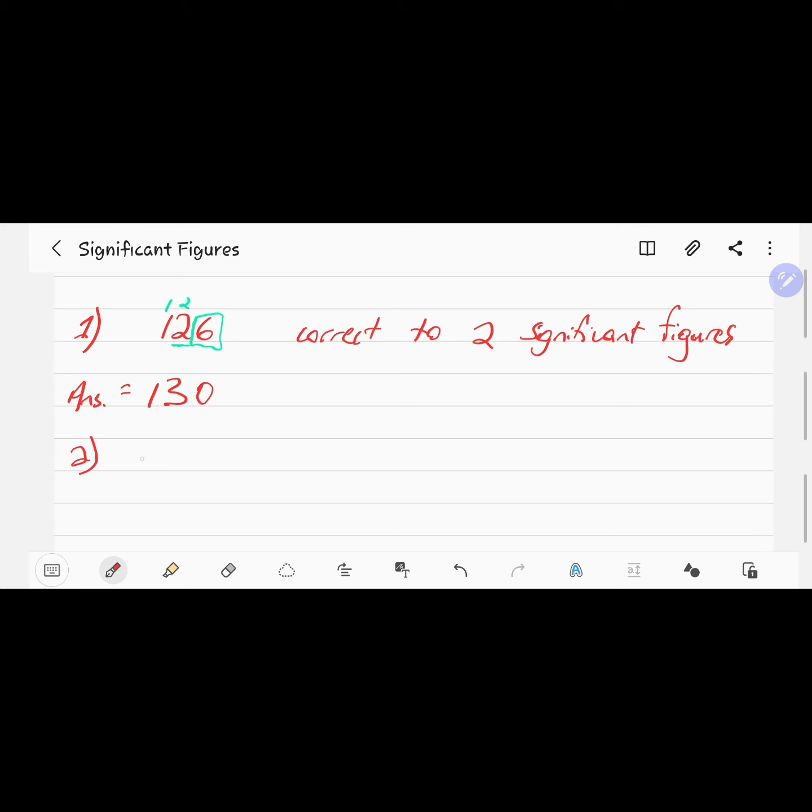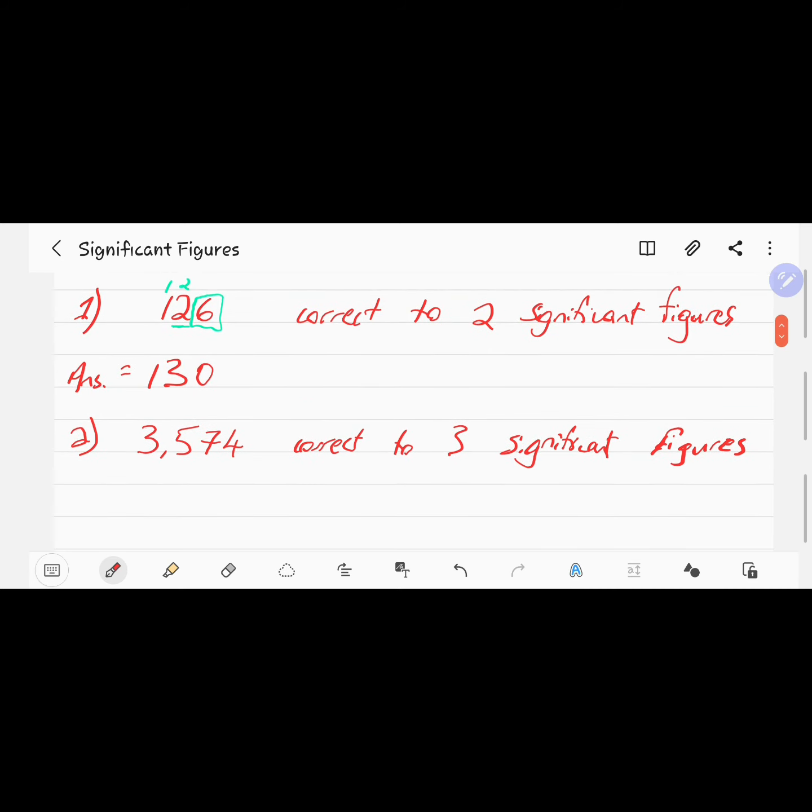Let's say we have the number 3,574, and it says we should correct to three significant figures. How you would do this one is similar to what we did above. We would count the first 3 significant figures this time. So it's 1, 2, 3. Okay. So we know we're stopping right there.